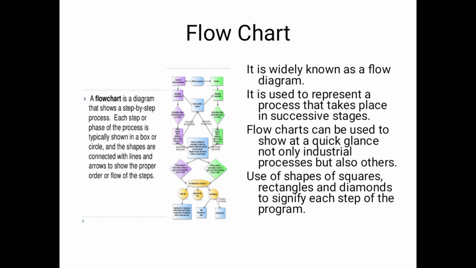Then flow chart. What is a flow chart? A flow chart is widely known as a flow diagram. It is used to represent a process that takes place in successive steps, one after another. Flow charts can be used to show at a quick glance not only industrial processes but also other processes like even making coffee, tea, etc. Here what kind of shapes do we use? Shapes like squares, rectangles or diamonds can be used to show the different steps in the programs.